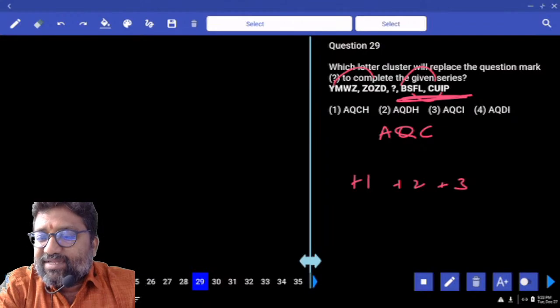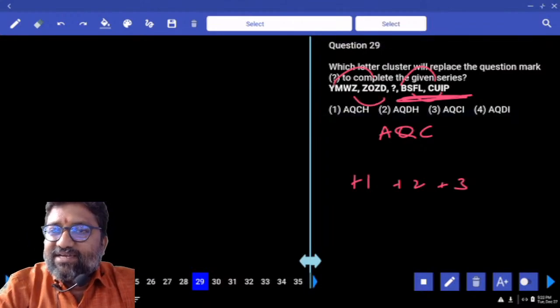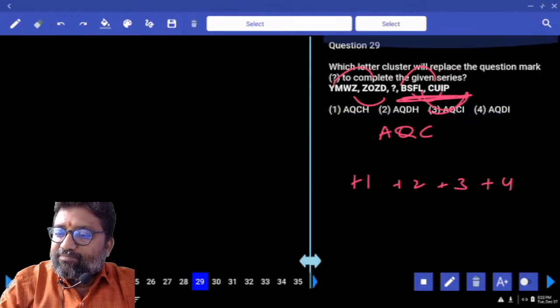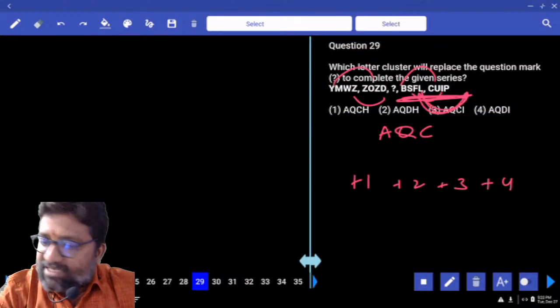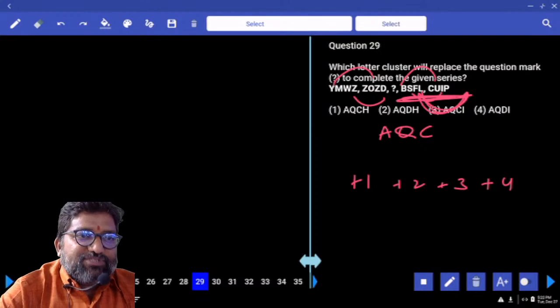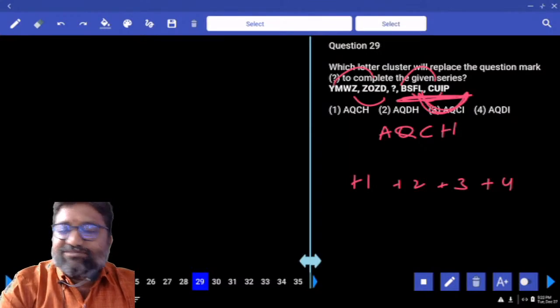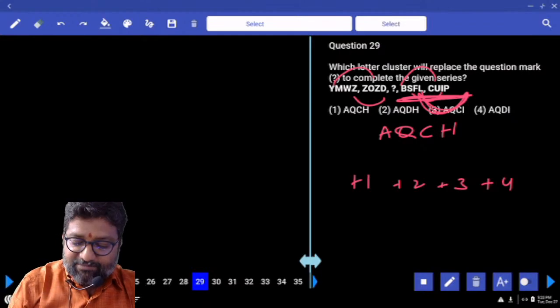Let me go for the next one. This is 26 and 4. 26 plus 4. This is 12. PL is 12, P is 16 plus 4. Correct. D is how much? 4 plus 4, 8. What will be my answer? H. Done? Speed. Speed is important.